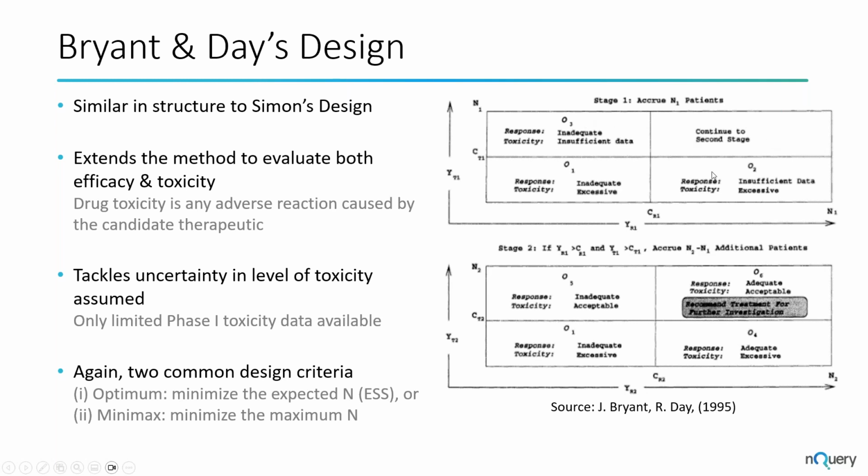In the top portion here of the graph, you have the stage 1 decision tree, for want of a word, where you recruit your N1 stage 1 cohort, and then at the end of this stage, the trial can be stopped for futility, for toxicity, or for both. If, however, you exceed the stage 1 cutoff for responses, which is CR1, and the stage 1 cutoff for non-toxic responses, CT1, then the trial can continue to stage 2.